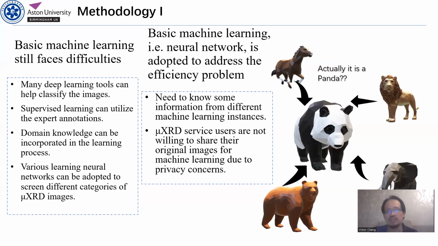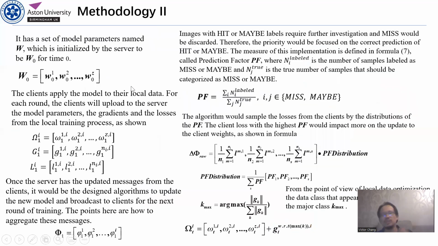So the issue is that if we do not know the client's images, how can we still achieve our goals? That is a very challenging scientific problem we have. So just to go through some theories without going too much into that.